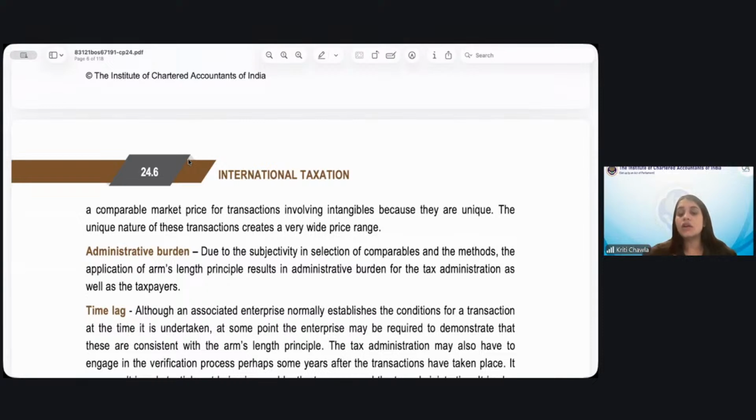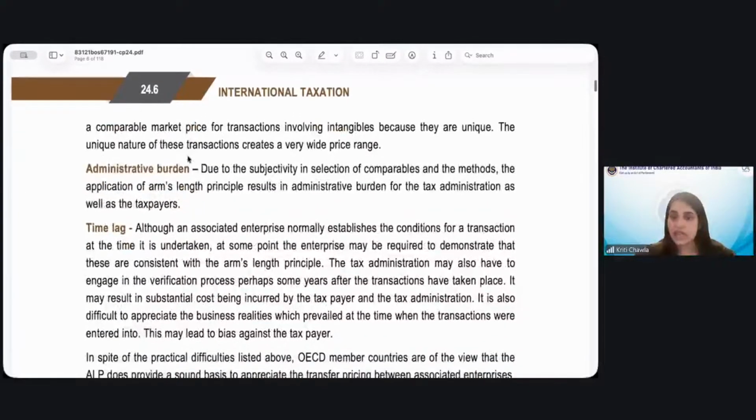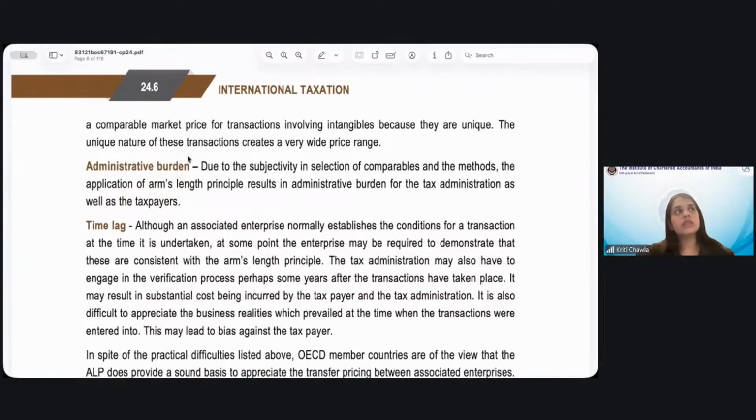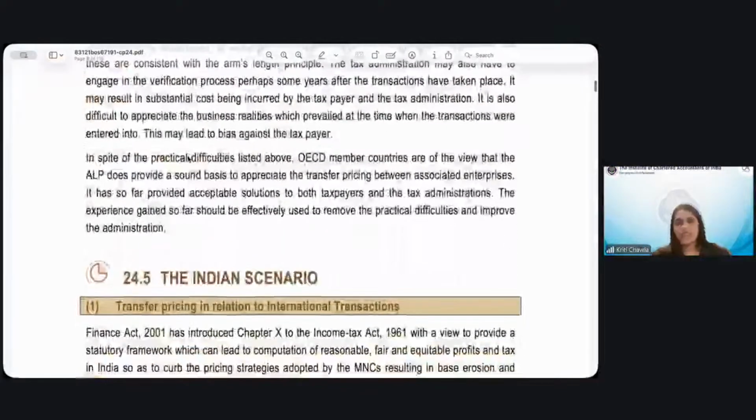Then there is a time lag out there. The associated enterprises transact today, and after that you have to justify that they are at arm's length. So this may lead to some time lag out there. Even when the documents are actually opened, it goes into scrutiny. It takes a lot of time in that. So this is the reason that there is time lag.